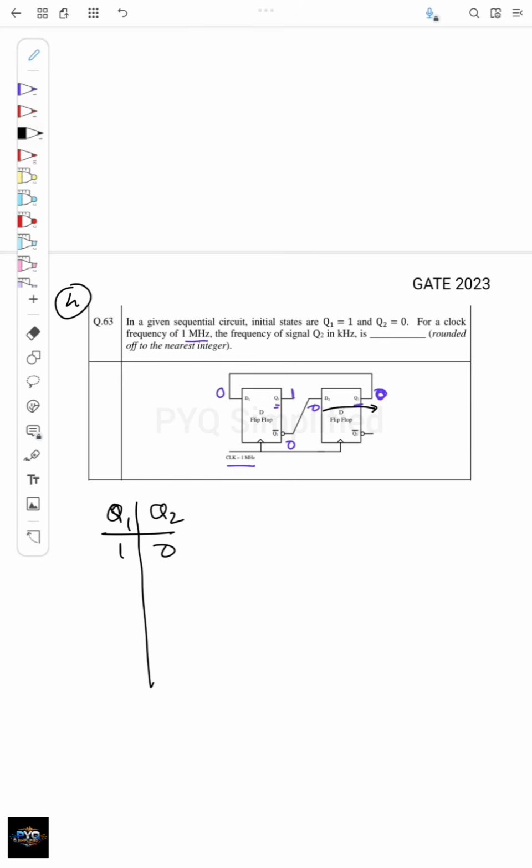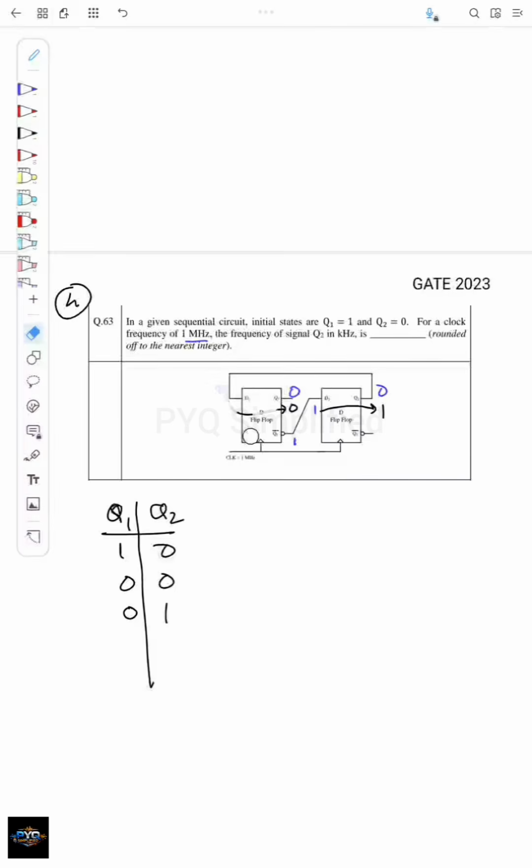This 0 will come here, and here this 0 will come here, right? So the next output will be 0 0 at the rising edge of the clock. I will draw the next state, so here it will be 0 0. Since this is 0, this 0 will come here, and since q1 is 0, q1 bar will be 1, so 1 here. In the next rising edge of the clock, this 1 will reach q2, and this 0 will reach here. So the next output is 0 1.